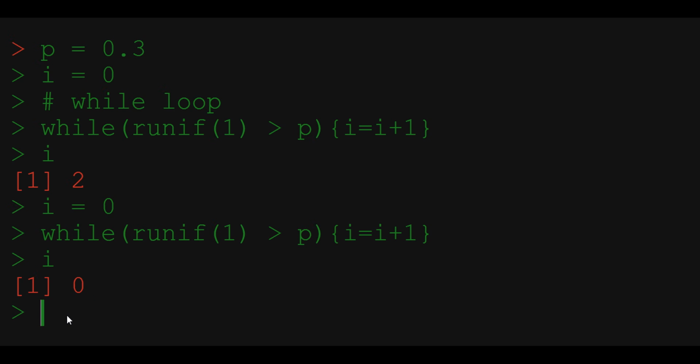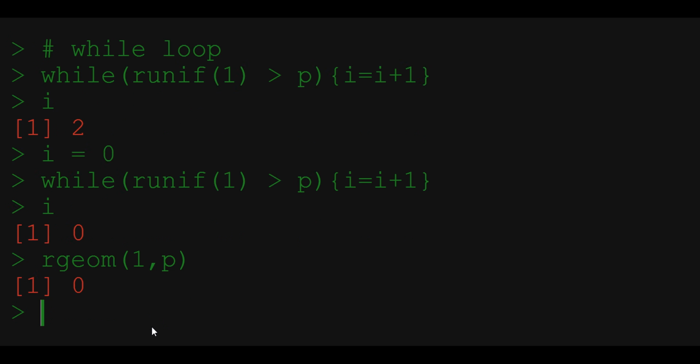You are probably suspecting that R has a built-in function that draws from the geometric distribution. And you are right. The function is called rgeom, for random geometric, and takes 2 arguments: the size of the sample and the probability of getting success. So here we generated the same using the built-in function.